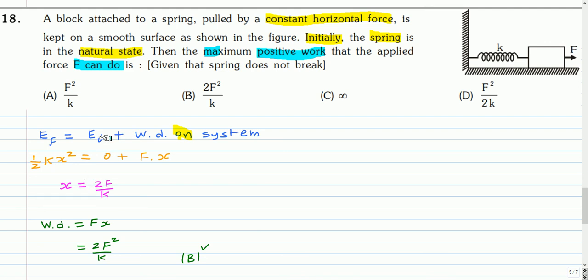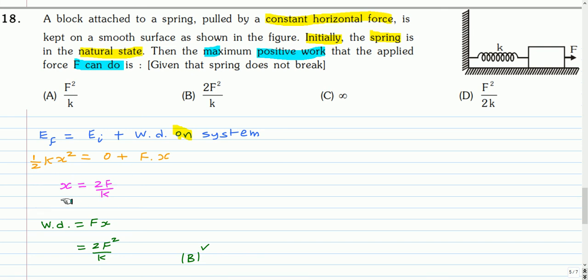Initial energy is 0 because initially the block is not moving, it's at rest, and it starts moving. So initial velocity is 0. So the initial kinetic energy is 0, and the initial potential energy stored in the spring is also 0 because it's a natural state. So initial energy is 0. Work done on the system by the force is the force into the distance it moves. The distance moved is same as the extension of the spring. So the work done on the system is F into x.